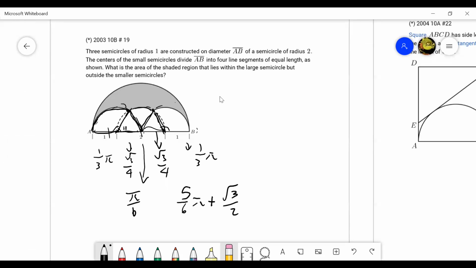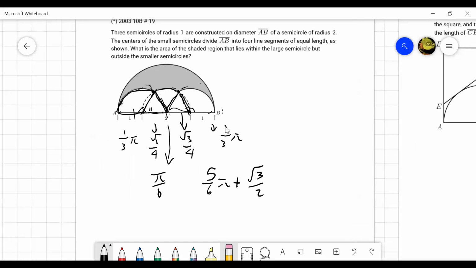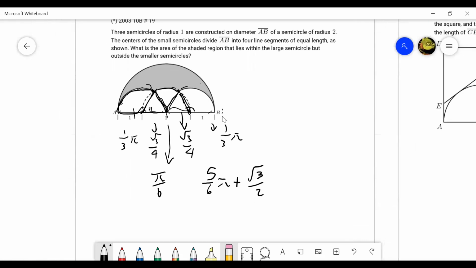So we can find the area of the shaded region by simply subtracting this from the area of the entire semicircle. The entire semicircle has radius 2, and it's half a circle, so it would be 4 pi divided by 2, which is 2 pi. Then if we take 2 pi minus this whole thing, that's just 7/6 pi minus √3/2 as the answer.